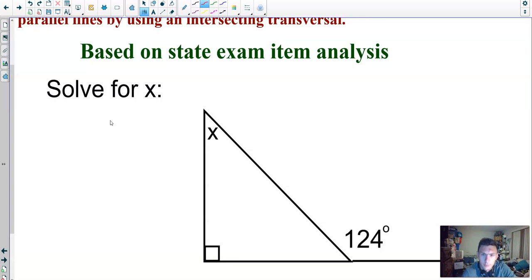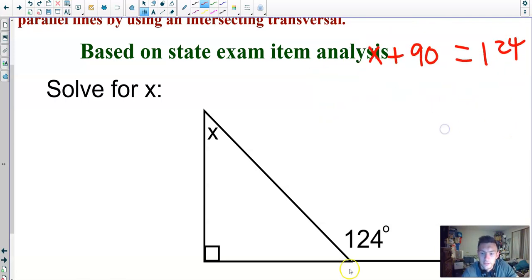Okay, so at this point, hopefully you already did it, and now you're just watching to make sure that you have it correct. So we can actually do the same two ways that we did on the previous question. We are given an exterior angle, and we know that an exterior angle equals the sum of the two angles that are not next to it. So x plus 90, because it's a little box, equals 124. So that's one way to do it.